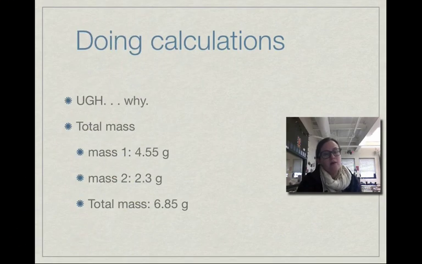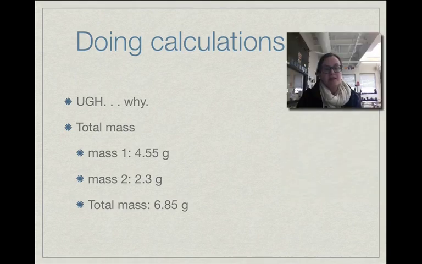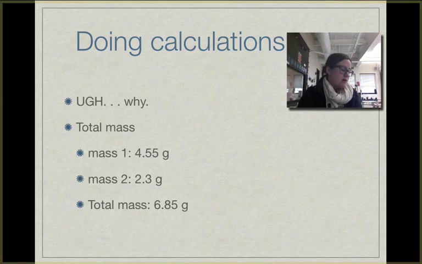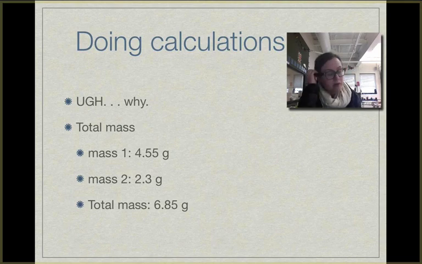Now we have to use significant figures in calculations. Again, why do we have to bother doing this? Well, we want our answer to be exactly as precise as our least precise measurement. So if we take a look at this example down below, I started with a mass of 4.55 grams. I found another mass, a mass of 2.3 grams, and I added them together, and my total mass would be 6.85 grams.